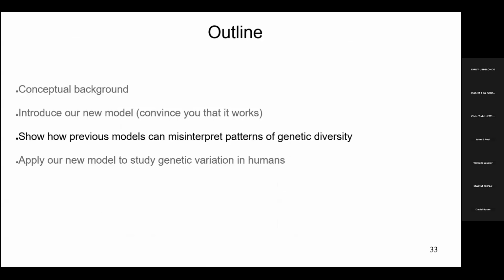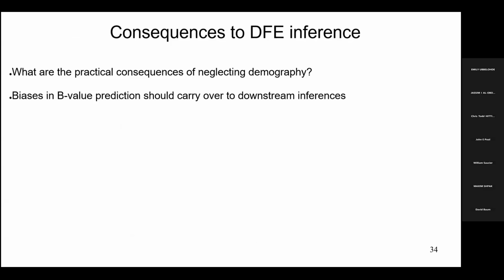So finally, we move on to showing how previous models can misinterpret these patterns of genetic diversity, in light of the importance of demographic history for the prediction of B values. So in other words, what are the practical consequences of neglecting demography? It is reasonable to think that biases in the prediction of B values should carry over to downstream inferences, like those of the DFE and the mutation rate as performed by Murphy and others, as well as Buffalo and Kern.